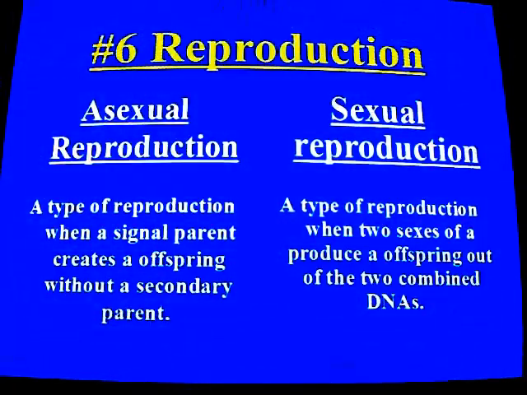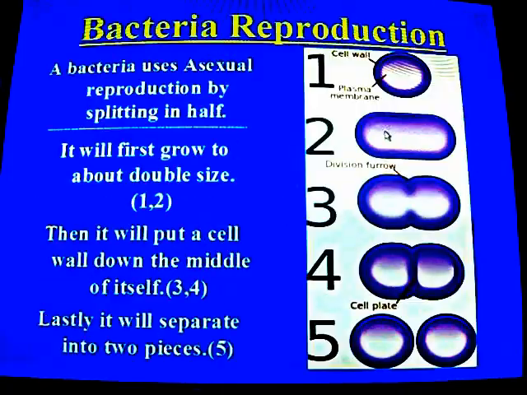The sixth characteristic of life is reproduction. Asexual reproduction is a type of reproduction when a single parent creates an offspring without a second parent. Sexual reproduction, on the other hand, is a type of reproduction when two sexes of an organism produce an offspring out of the two combined DNAs.